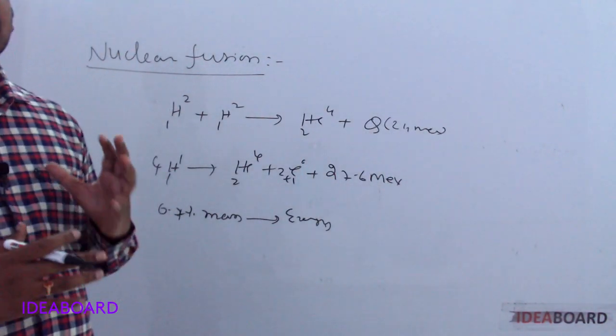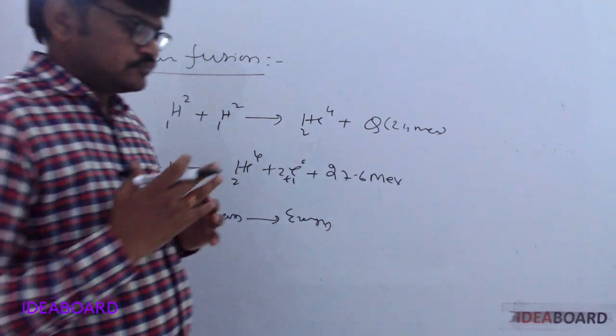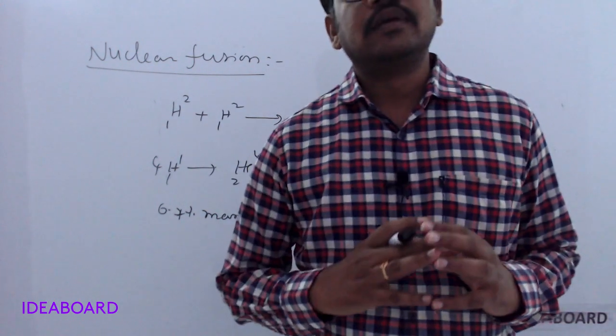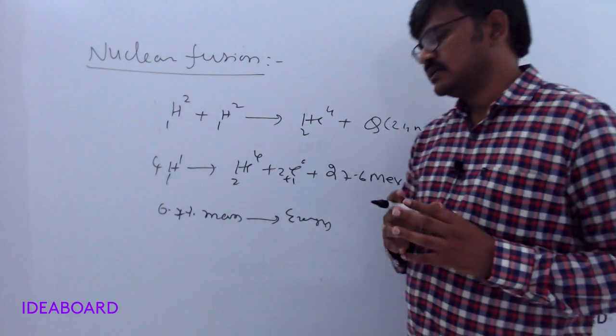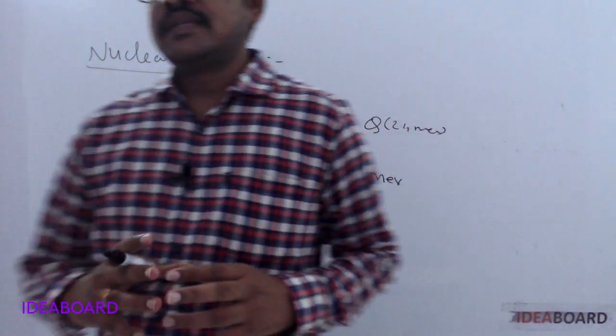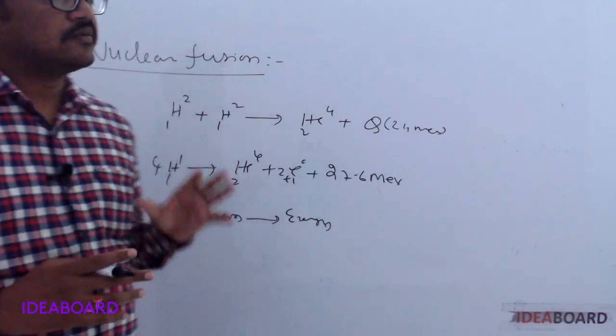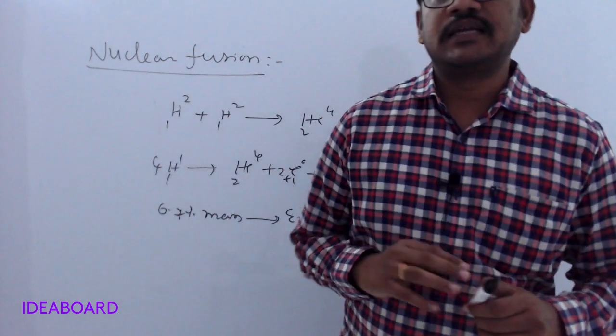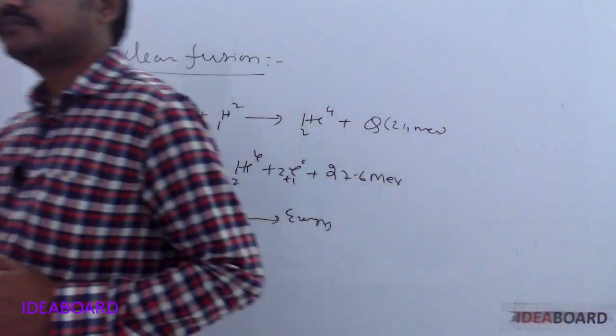So here four protons are combined to form a helium nucleus and release some energy. But this process takes place by two cycles. One is the proton-proton cycle, the other one is the carbon-nitrogen cycle. Now let us discuss one by one.